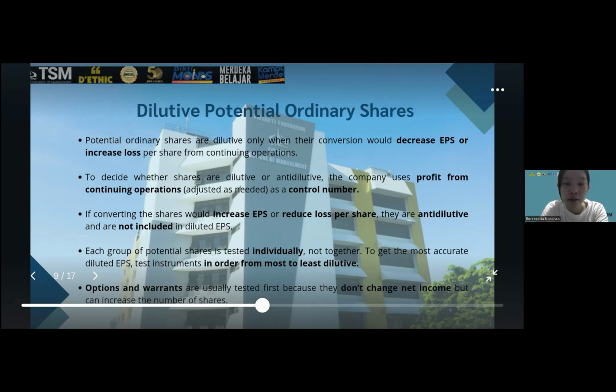Next is the dilutive potential shares. Potential shares are dilutive if they lower EPS. If they would increase EPS, they are anti-dilutive and are not included in the diluted EPS. We check each type of instrument that will create the most dilution, for example options and warrants, because they can add shares without changing the profit.